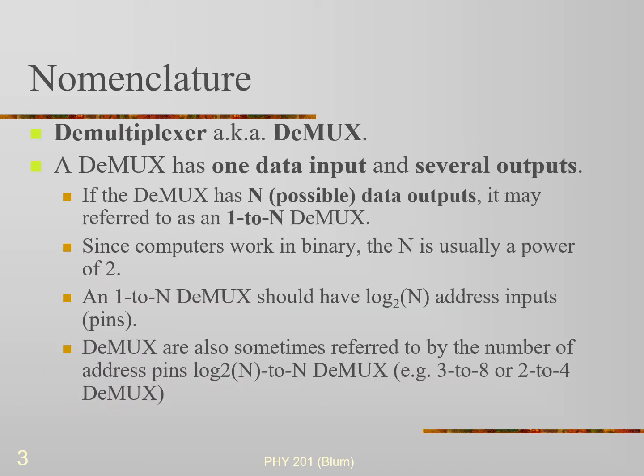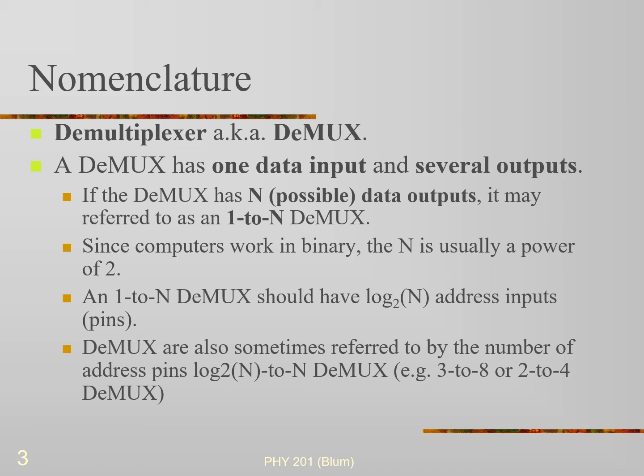So let us discuss the nomenclature involved with demultiplexers, which are also known as DeMUXs. A demultiplexer will have one data input. It will have several outputs, and one of those outputs will be selected, and then there will be some select or addressing inputs to pick which output is the chosen one.